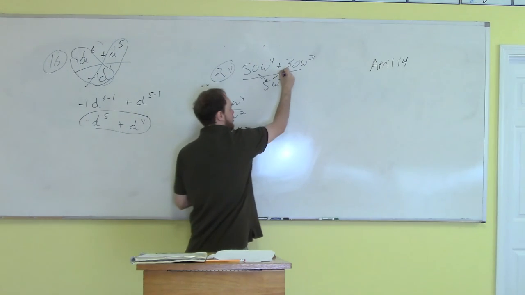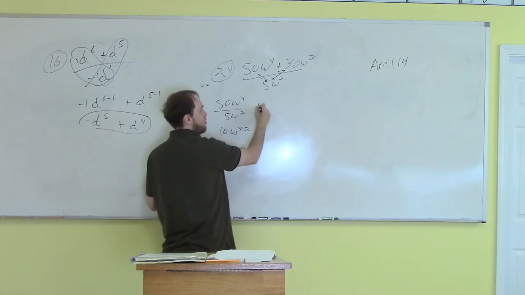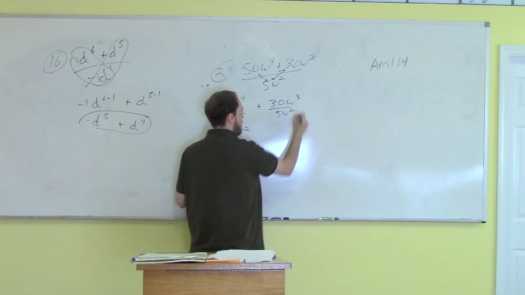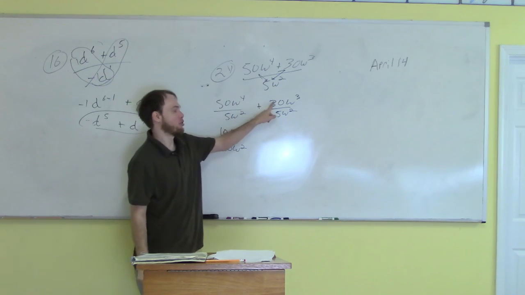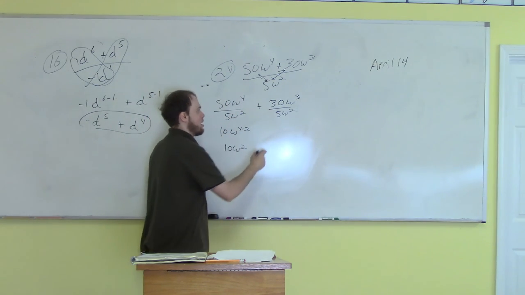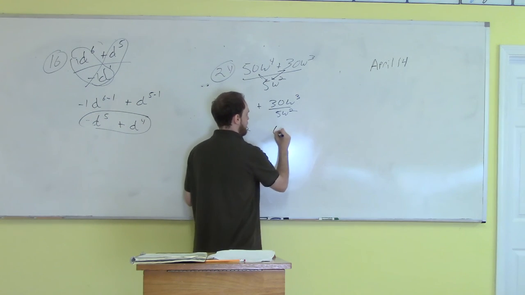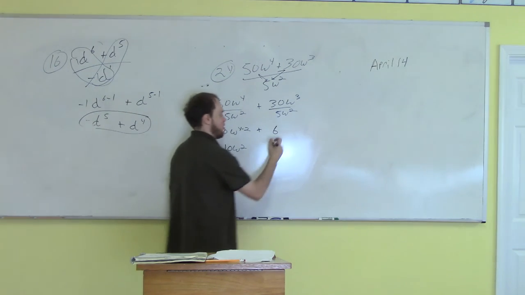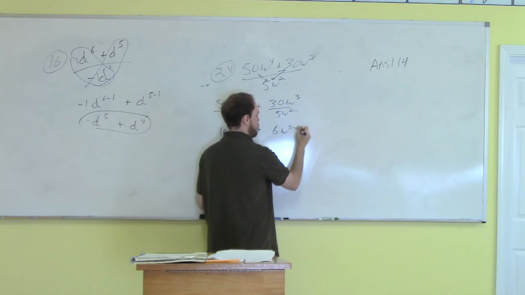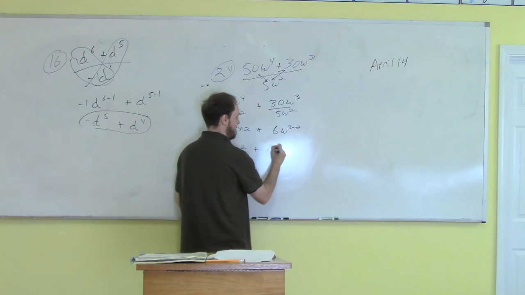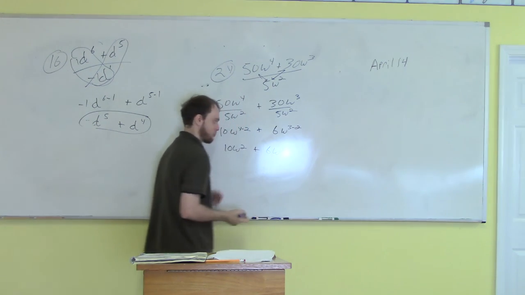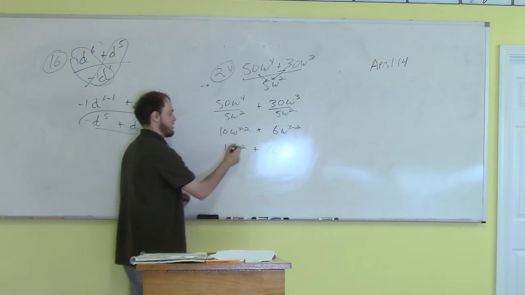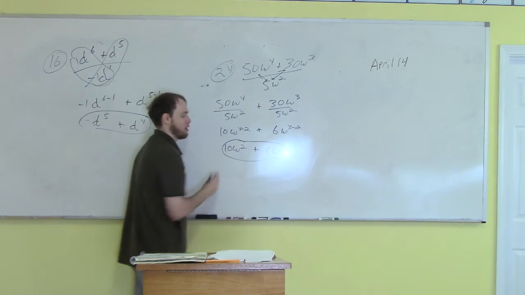Now you're going to do the second term. So the second term is 30w to the 3rd over 5w squared. And so you're going to do 30 divided by 5, number divided by number, and that is 6. And then you're going to do the variable with the exponent minus the exponent. So it would be w to the 3rd minus 2. And that would give you plus 6w to the 1st. And so notice you have a w squared and just a w, so we can't combine them. If they were exactly the same, you could combine them. And so that is simply your answer.